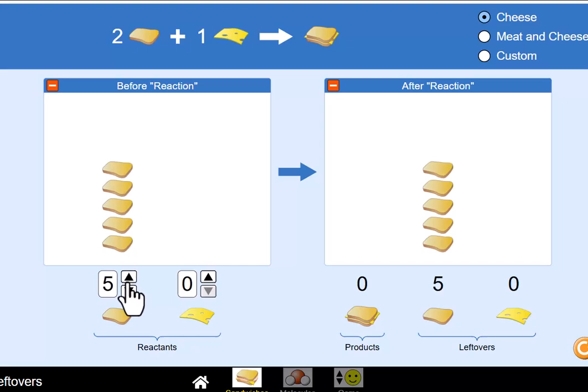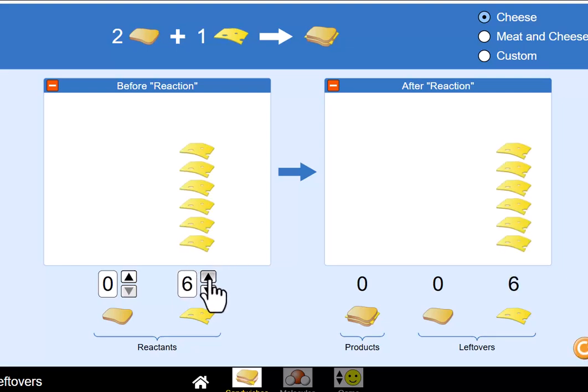If I had 6 pieces of bread and only 2 pieces of cheese, I could make only 2 sandwiches. Notice I would have extra bread left over. I can't make another sandwich with that bread, so leftovers are my excess.